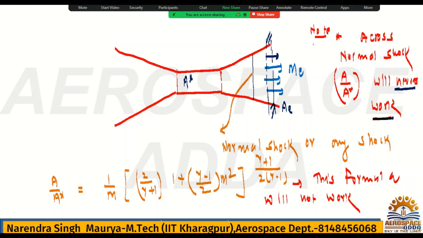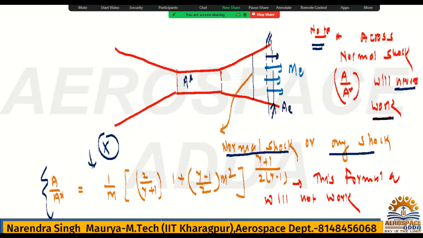It is valid for isentropic flow, and once a normal shock is absorbed here, it will not be isentropic flow anymore, because shock is what absorbed. So this formula will not work here. This formula will not work. Yes or no? All right. Fine.